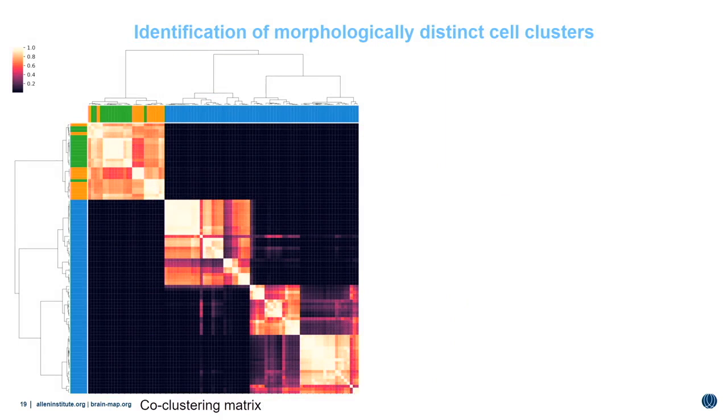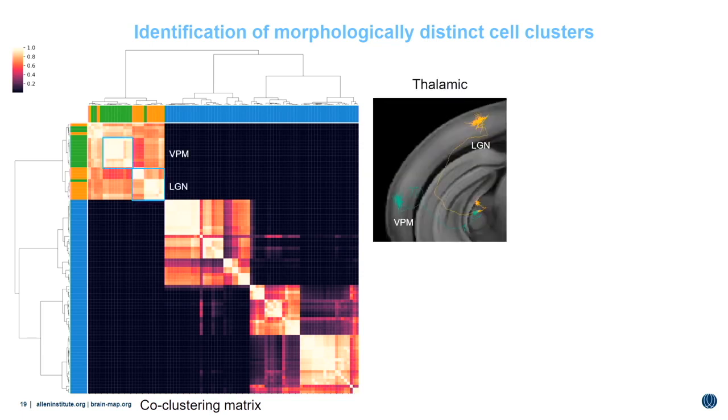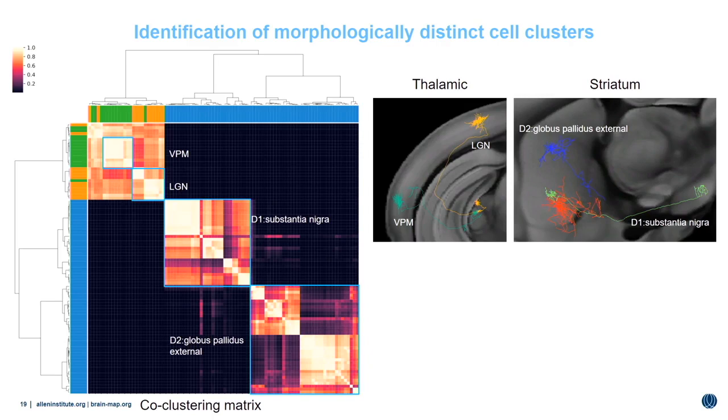So here is our co-clustering matrix for this data set. As you can see, there are 3 major blocks in this data set, one of them corresponding to the thalamic neurons and 2 corresponding to striatum neurons. And within the thalamic block, we see subblocks corresponding to neurons from the VPM and LGN-core. And for the striatum neurons, these 2 blocks correspond to projections to substantia nigra and the globus pallidus external.